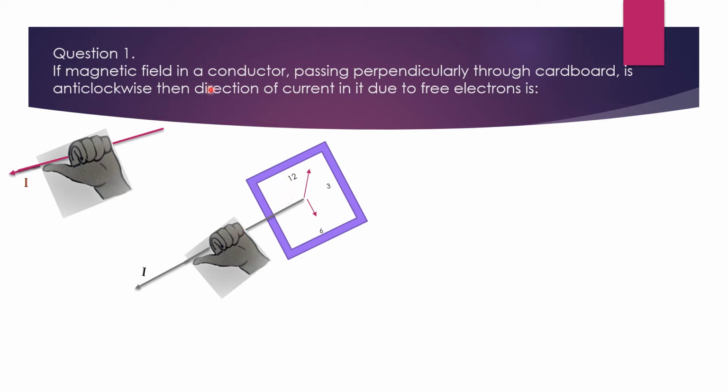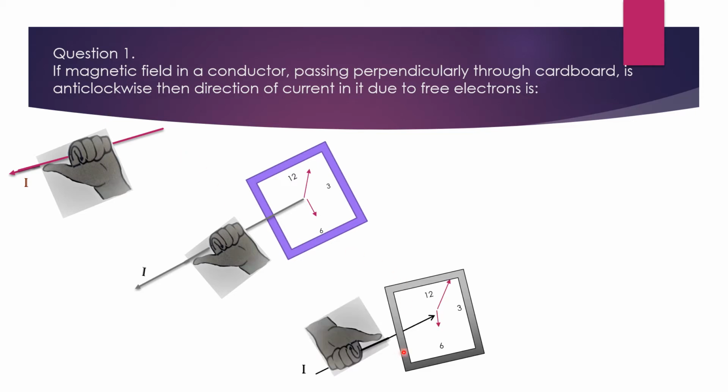Now, the question says that the magnetic field of the conductor passing perpendicular to the cardboard is anti-clockwise. So I must now see how anti-clockwise works. If I use the same left hand again, I have to arrange the curl of my fingers such that it is anti-clockwise. Now here in this case, the curl of the fingers shows the anti-clockwise direction. This is the direction of the magnetic field.